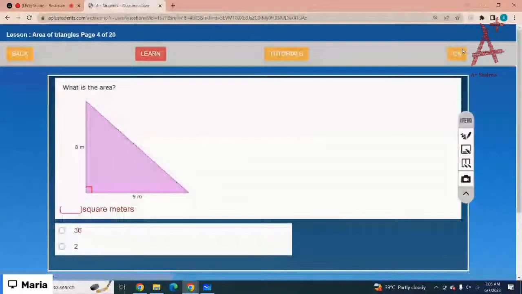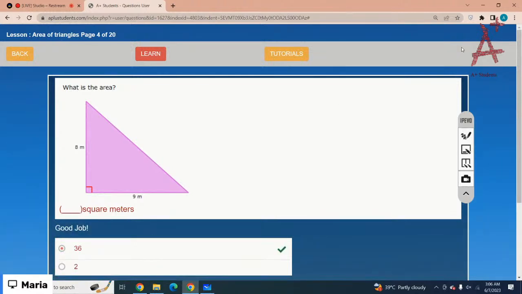Okay, the next one is, what is the area? So 9 times 8 is 72, and 72 divided by 2 is 36. So it would be 36 square meters.